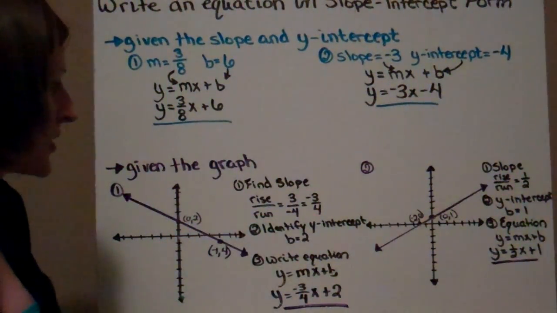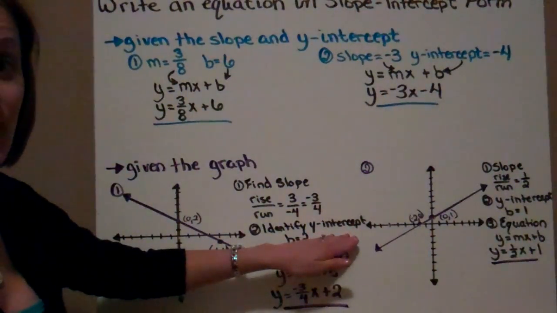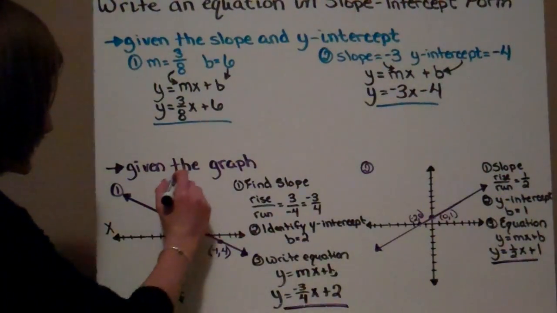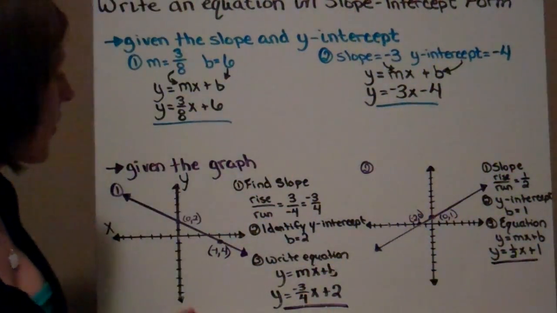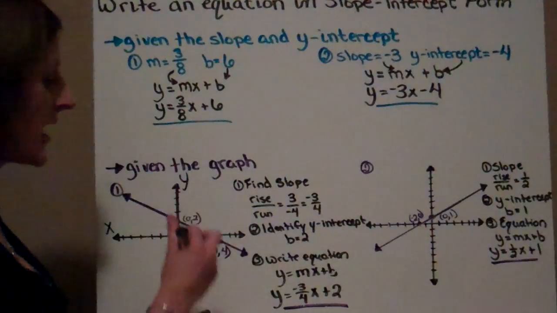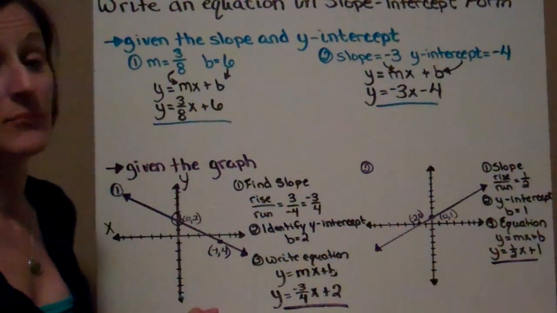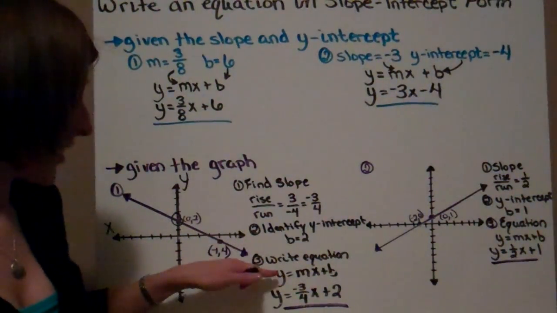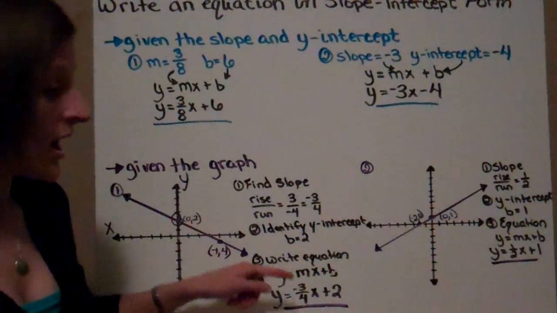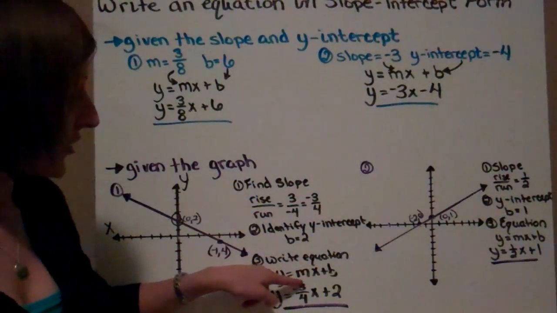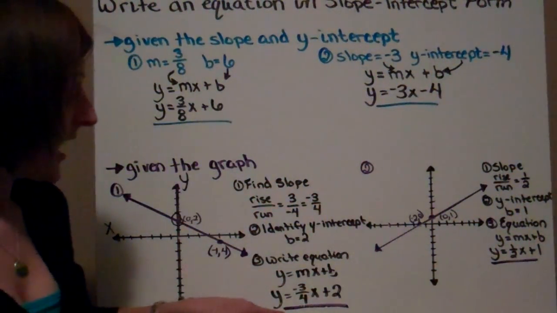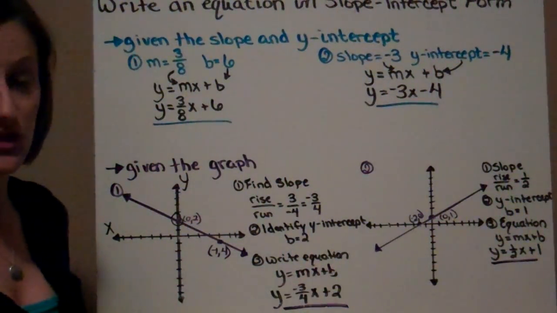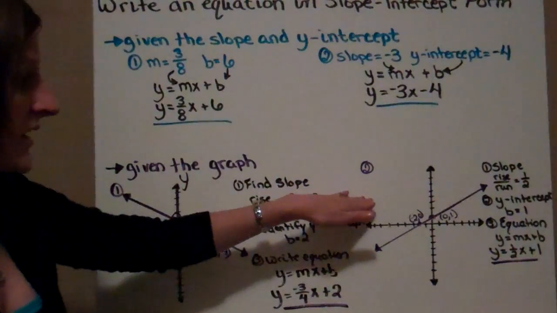So there's my slope. Now I'm going to identify my y-intercept. This is my y-axis. Remember, this is your x, this is your y. So I need to know where this line crosses the y-axis, and it is right here at the number 2. So my b is 2. So now I write the equation. I've got y equals mx plus b. Put in -3/4 for m, put in 2 for b, and then there's your equation. y equals -3/4 x plus 2. And you're done. Now let's look at this second one.